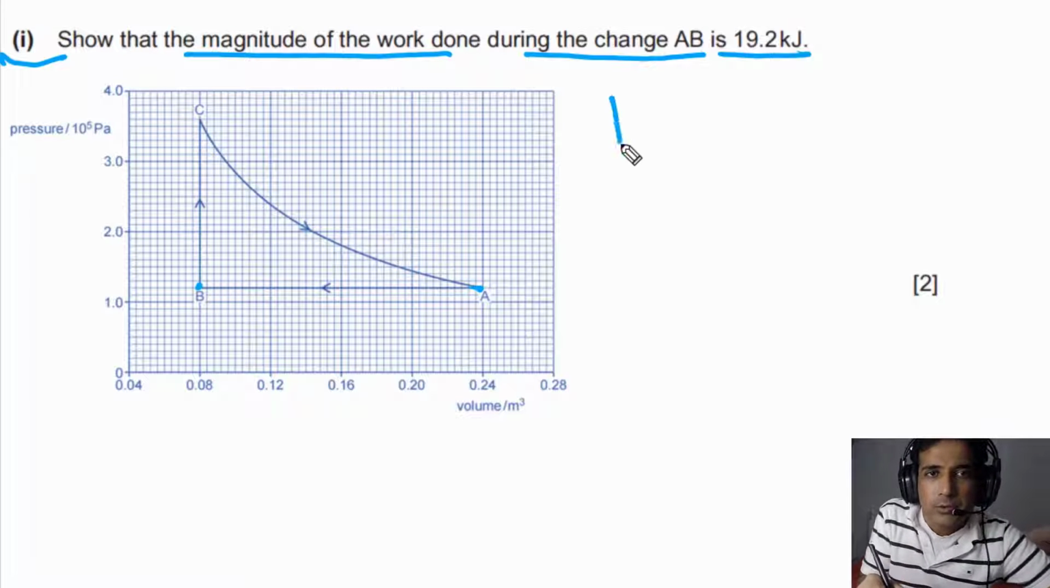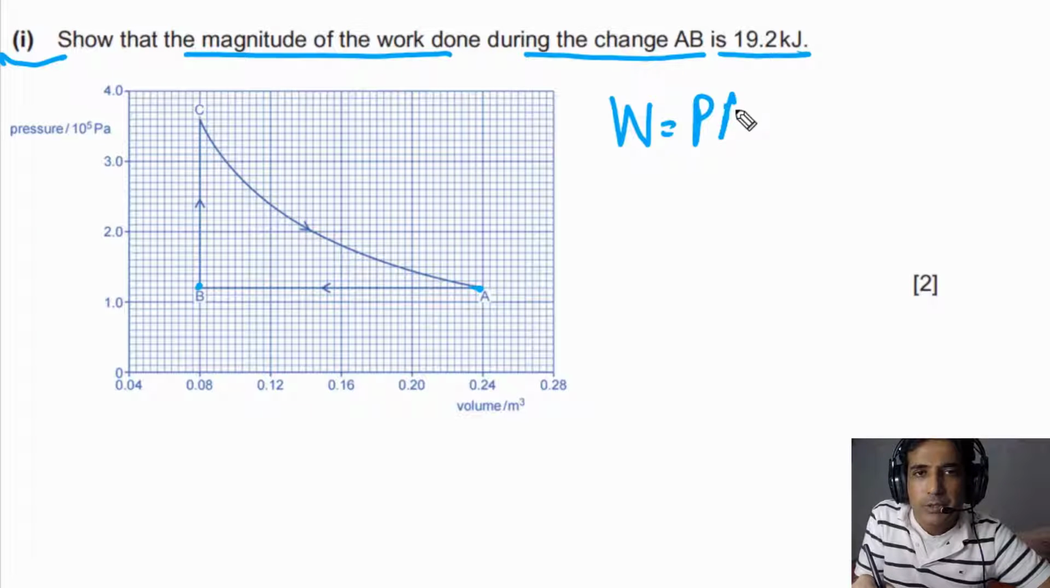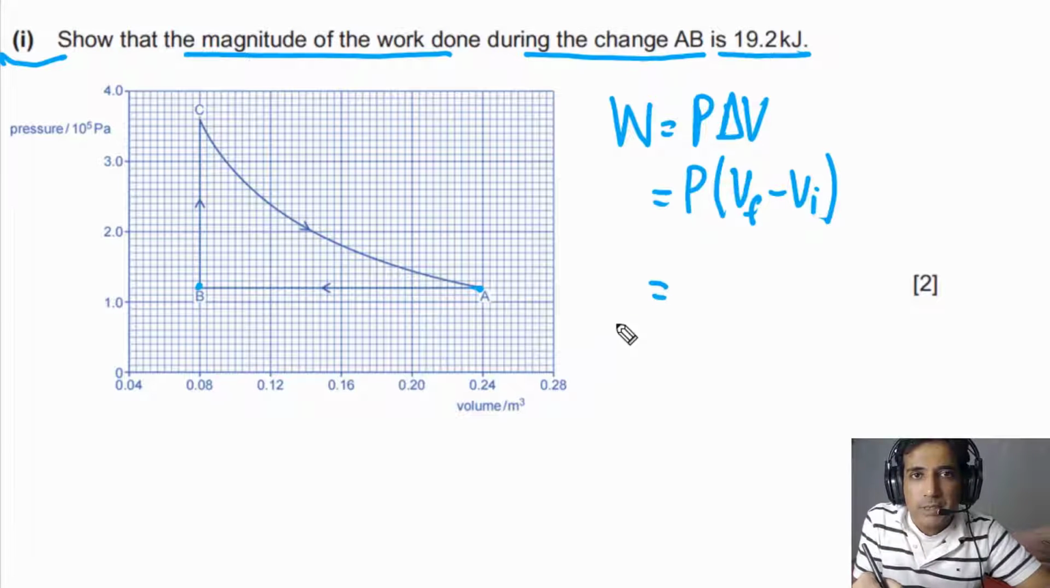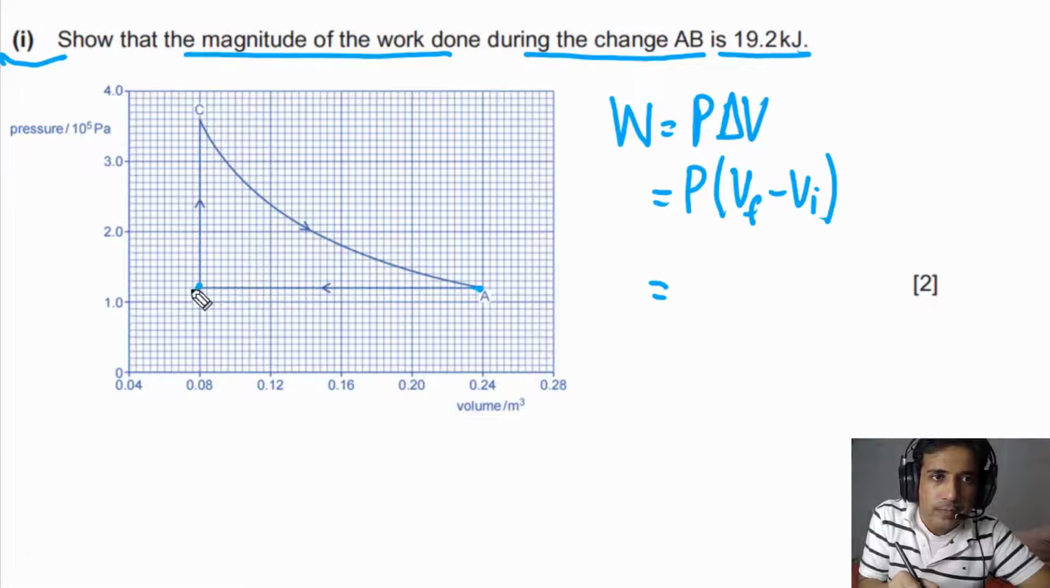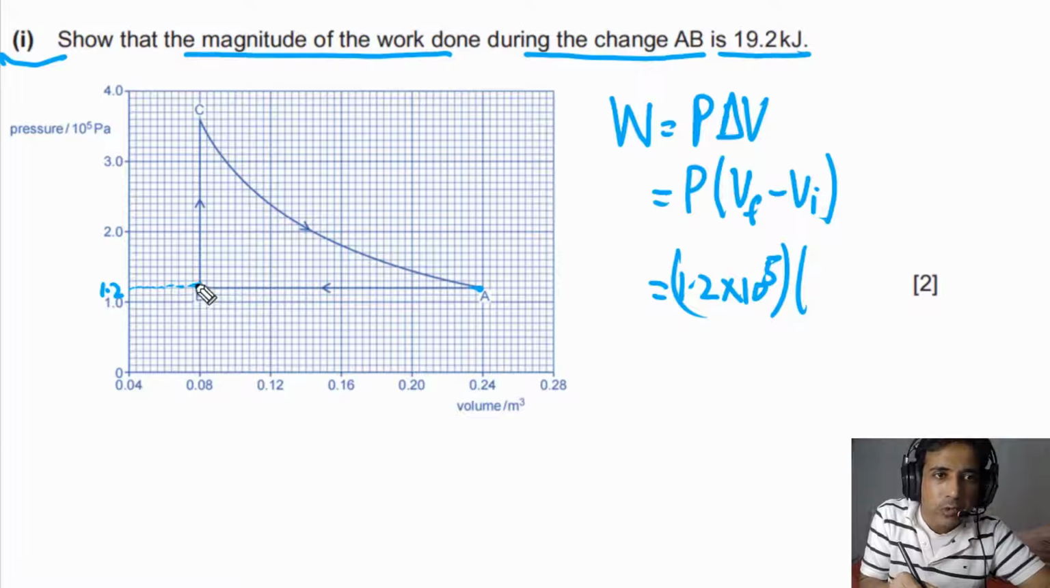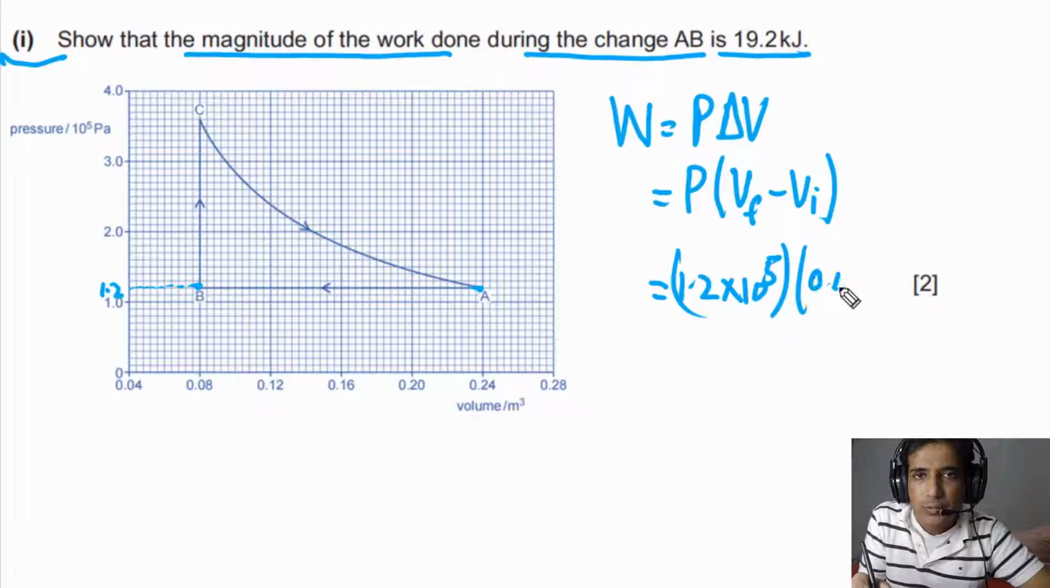Now for this one, we need to understand how we can calculate work done. Work done simply is W is equal to P times delta V. In this case, we have value of P, so we can write down V final minus V initial. So this is the change in volume. Value of P is given to us, so at this point you can read value of P, that is equal to 1.2. So simply we can plug in value of P, that is equal to 1.2 times 10 to 5. In this case, the final value of V we have, that is equal to 0.08.